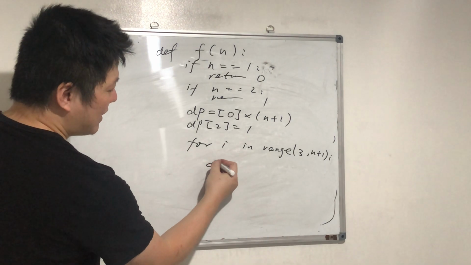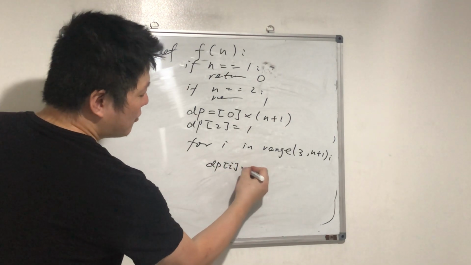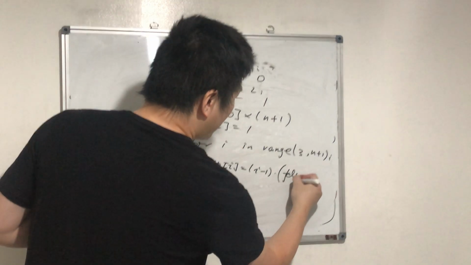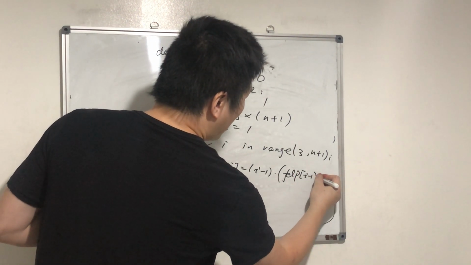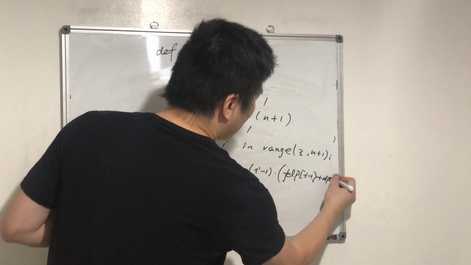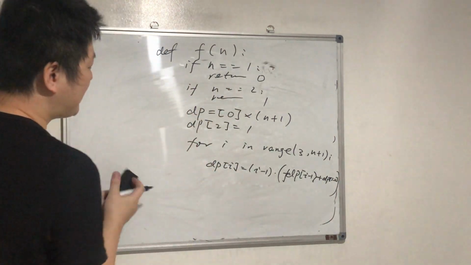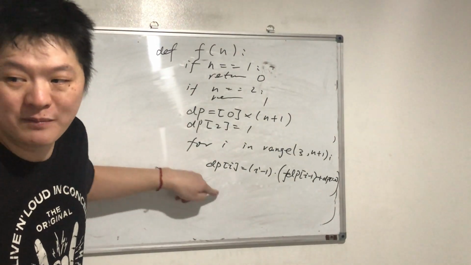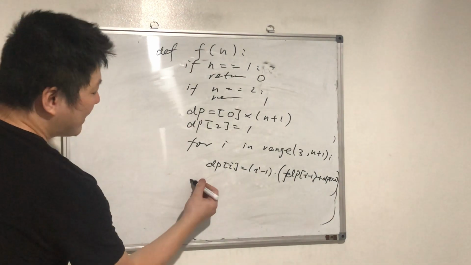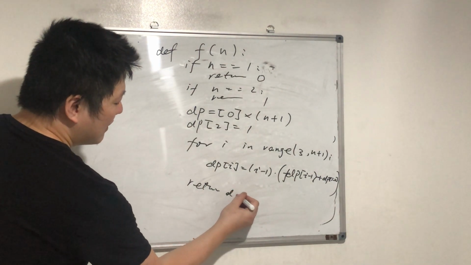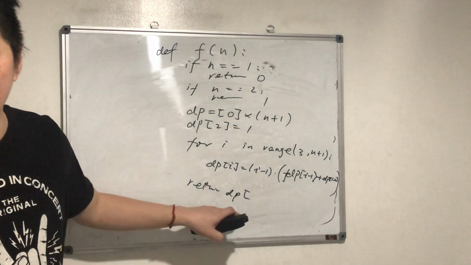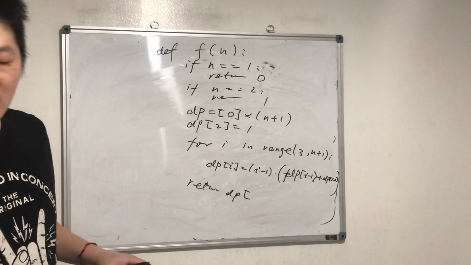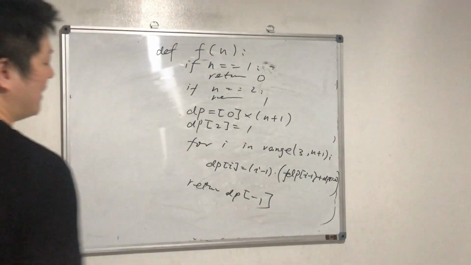Then I can do this: dp[i] equals (i minus 1) times (dp[i minus 1] plus dp[i minus 2]), right? Basically we start from dp number 2, and calculate number 3, number 4, number 5, until number n. And then return the last value of the array, dp[-1], the last value always.